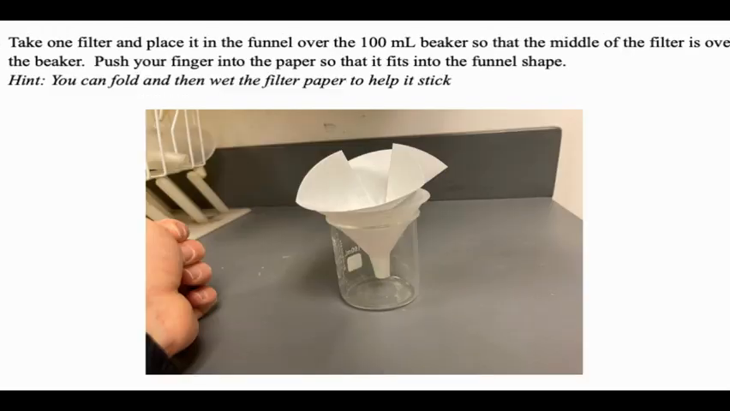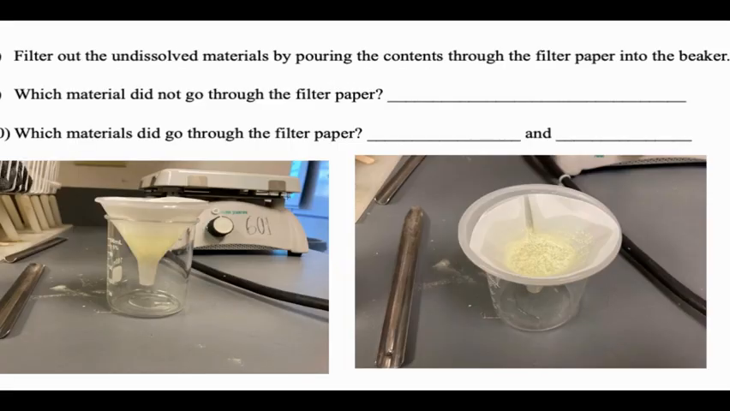Next, we're going to take our mixture from the test tube and we're going to filter it. So we're going to take one filter and place it in a funnel over a 100 milliliter beaker so that the middle of the filter is over the beaker. You can push your finger down into the paper so it fits into a funnel shape, approximately like you see here in the photo.